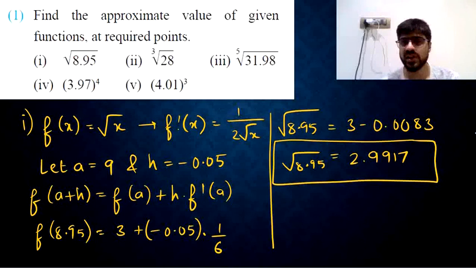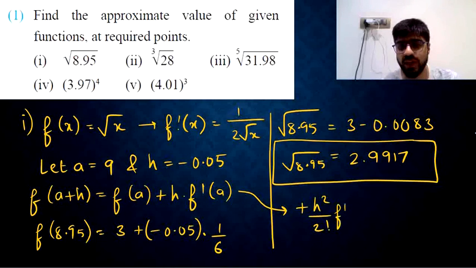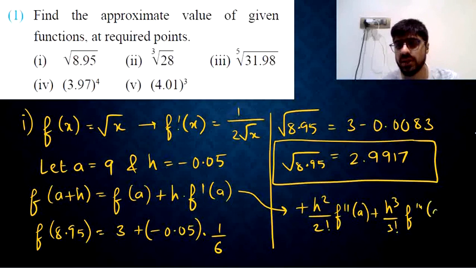Like I said, it's only an approximate value because the formula that we are taking here is a truncated formula. The formula, if you continue it even beyond this, is plus h square upon 2 factorial into f double dash a plus h cube upon 3 factorial into f triple dash a, that's the triple derivative of f of x at x equal to a, and this formula keeps on continuing up till infinity.